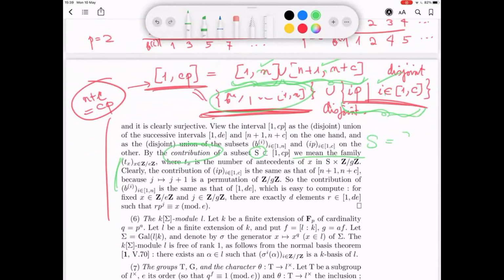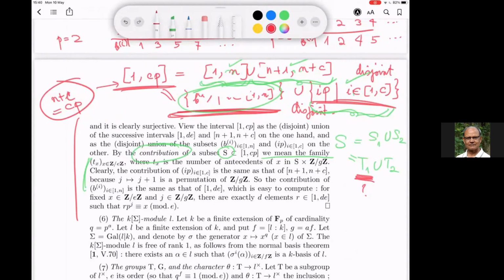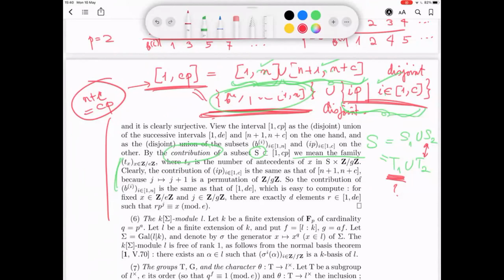Suppose you have a set S, you've written it as S1 union S2, and also as T1 union T2. What you want to compute is the contribution of this. So if you show that these two have the same contribution, these two have the same number of elements, you don't have to compute any of them. You don't have to show how many elements each one has. You just have to show that they have the same number of elements. Then, of course, this T1 and S1 will have the same number of elements. So you just have to compute the number of elements in S1. This is the thing that you do.